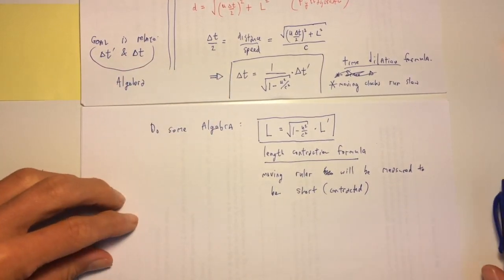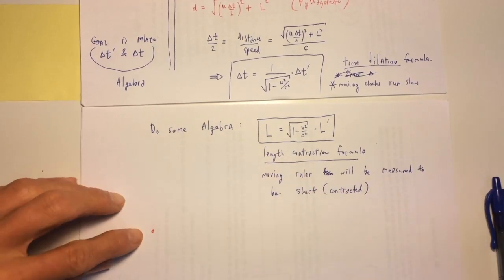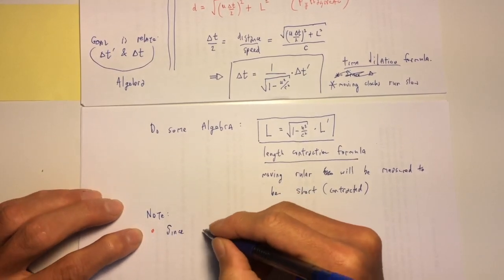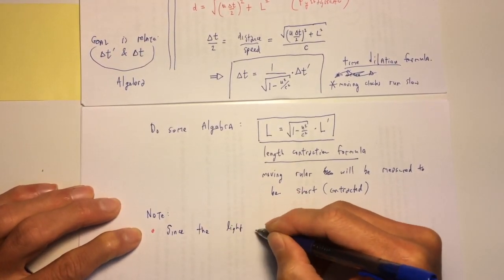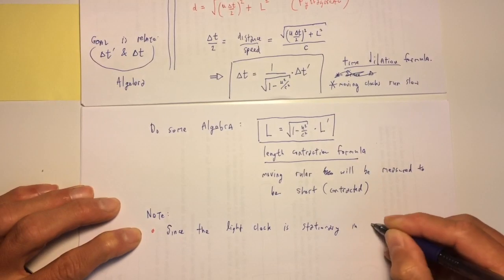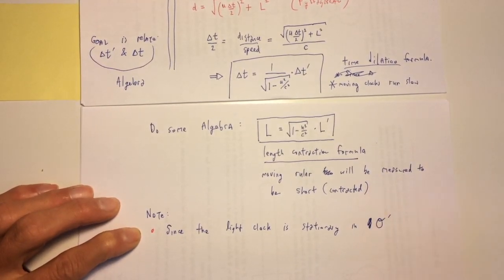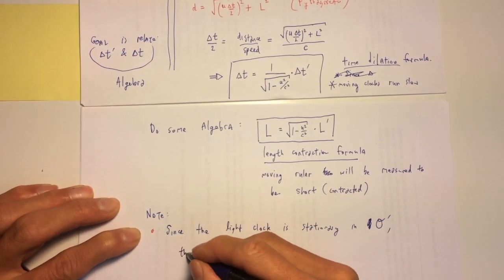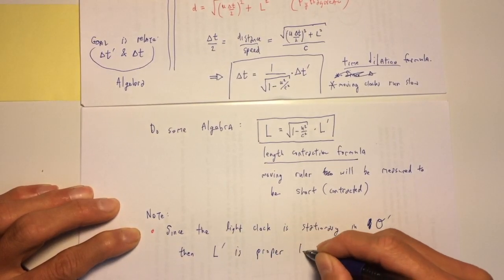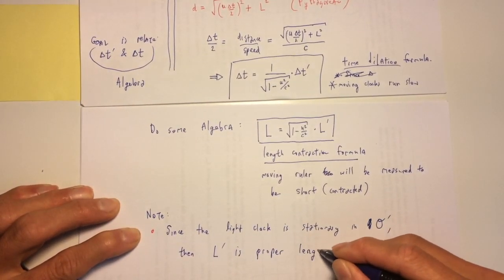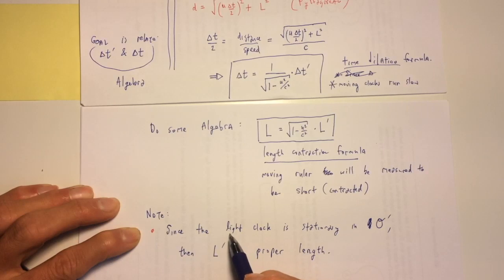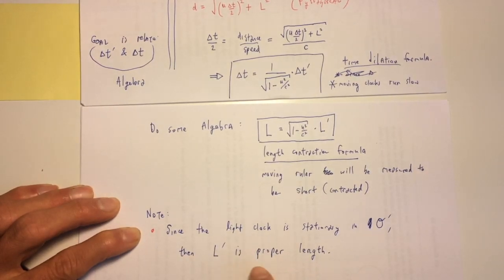An important point to point out now, and this is a big note: since the light clock is stationary in observer frame O prime, then L prime is the so-called proper length. The light clock is stationary in O prime, so the size of the light clock is the proper length.